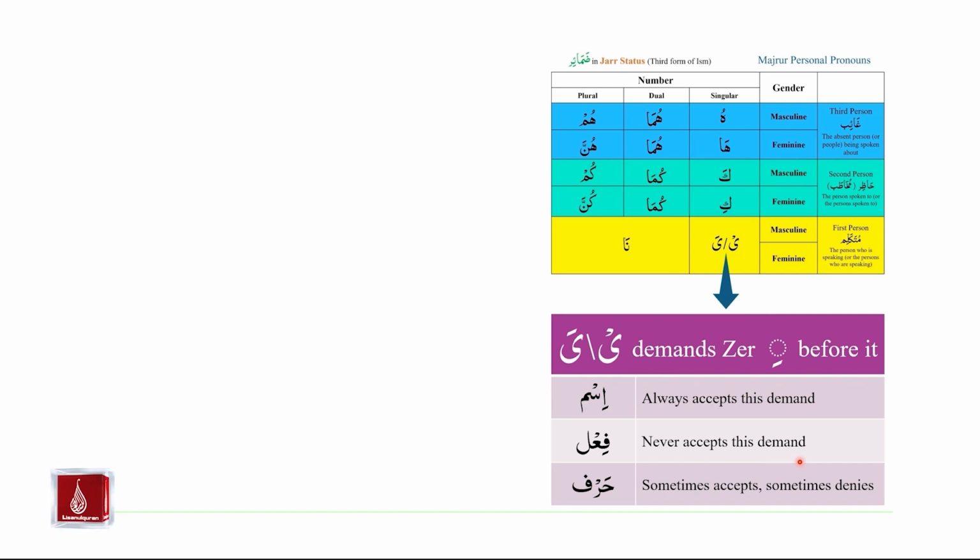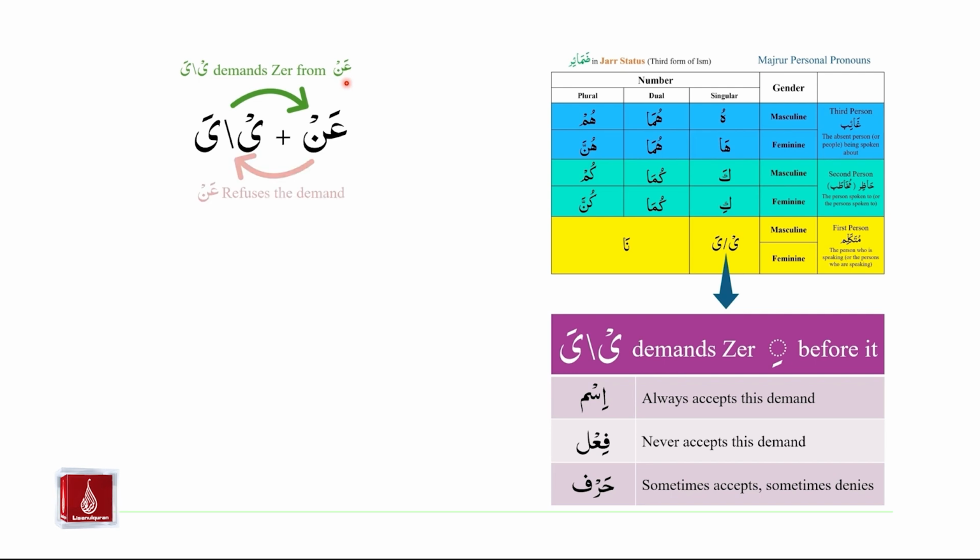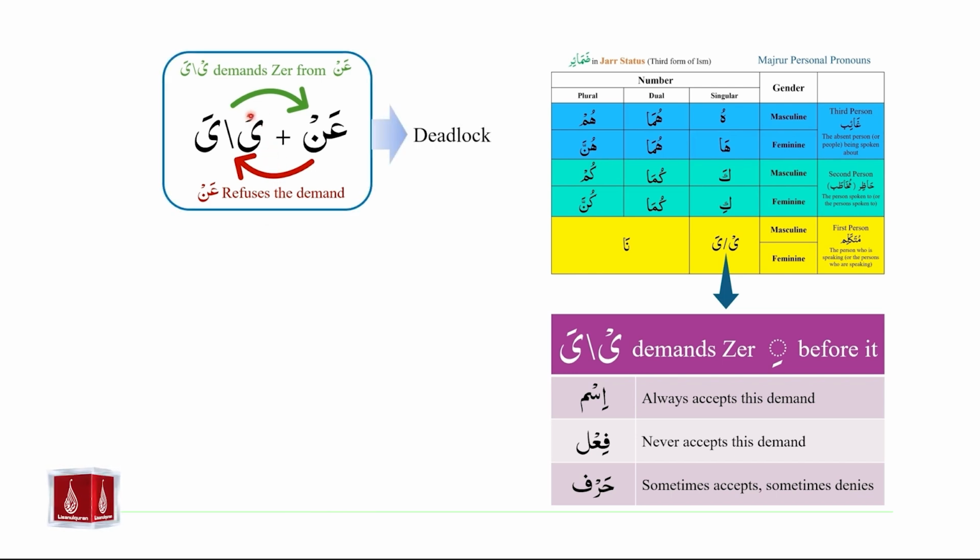So let us look at the case of an. An is followed by ya. In this case, ya demands zair from an. However, an refuses this demand. An refuses to accept zair according to the demand of ya. So this creates a deadlock between an and ya.